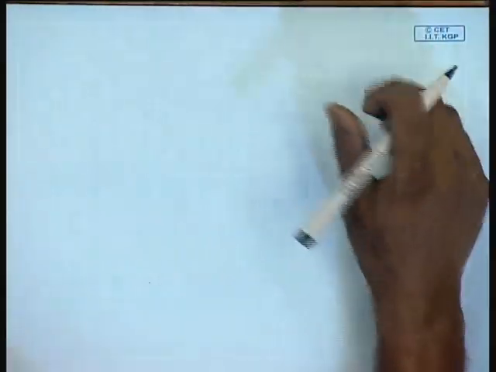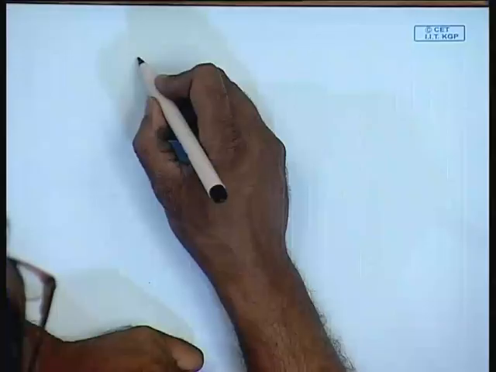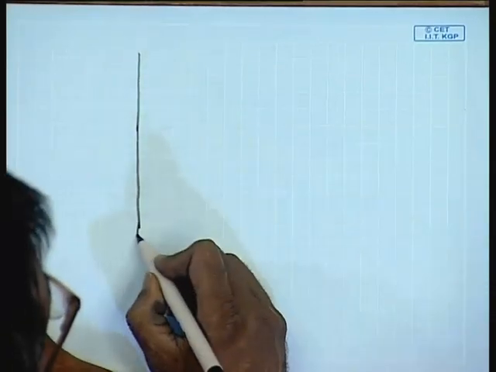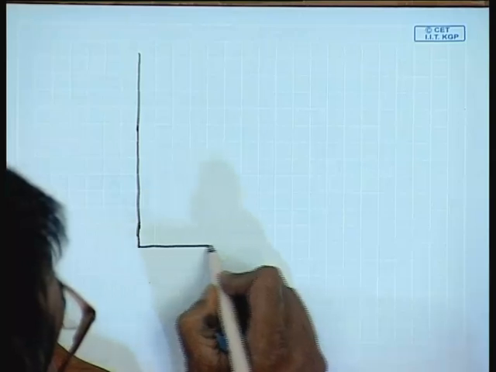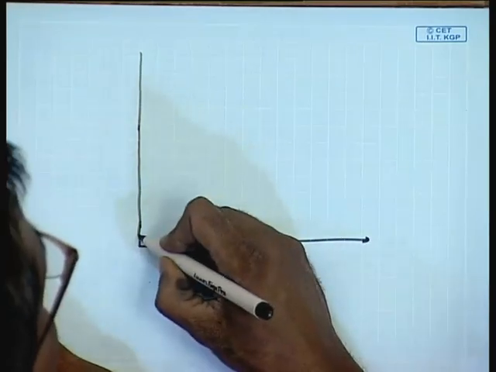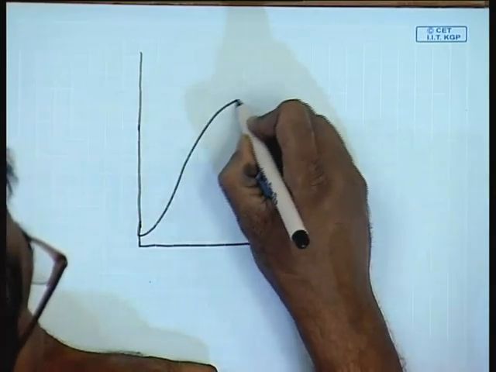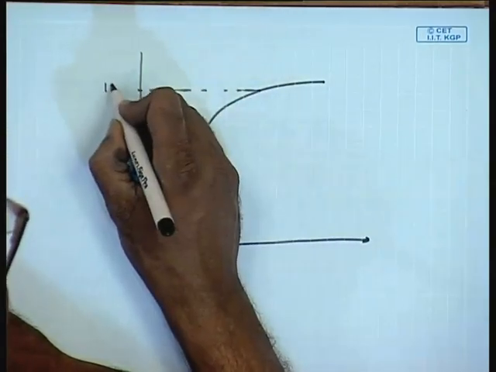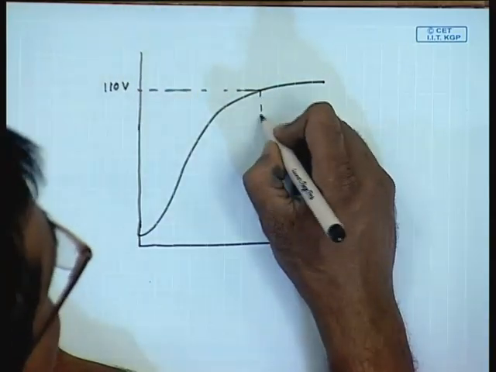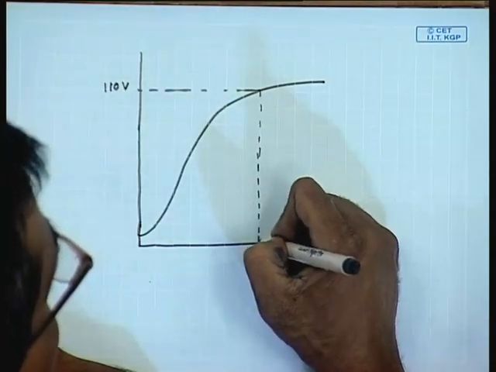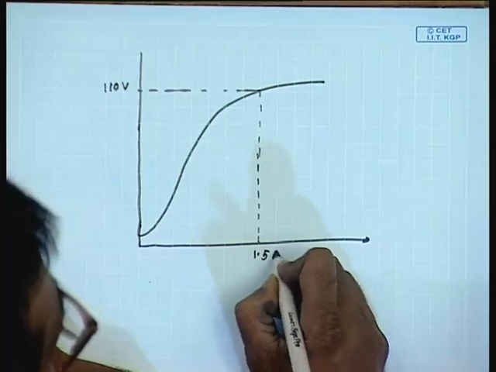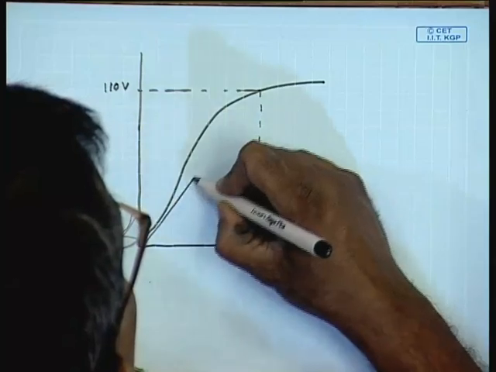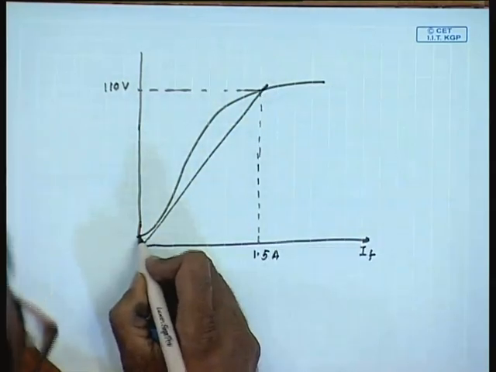Now, when we include armature reaction, the procedure gets slightly modified, but it again starts with plotting the OCC, and corresponding to 110 volt, the field current is 1.5 ampere, hence the load line. This is 6 volts.